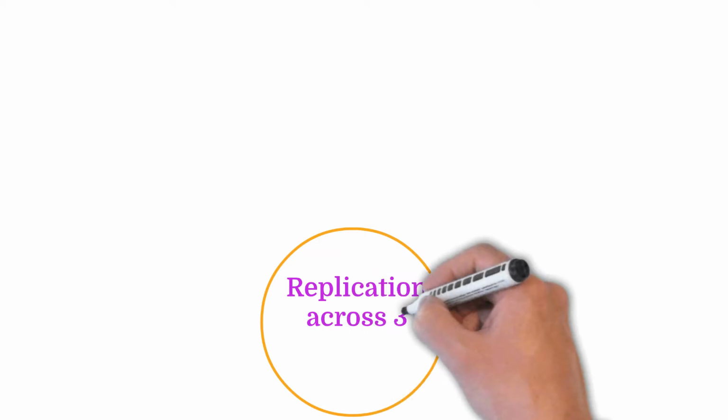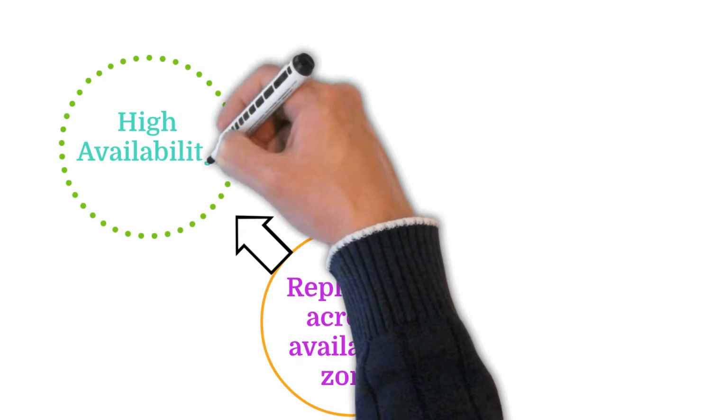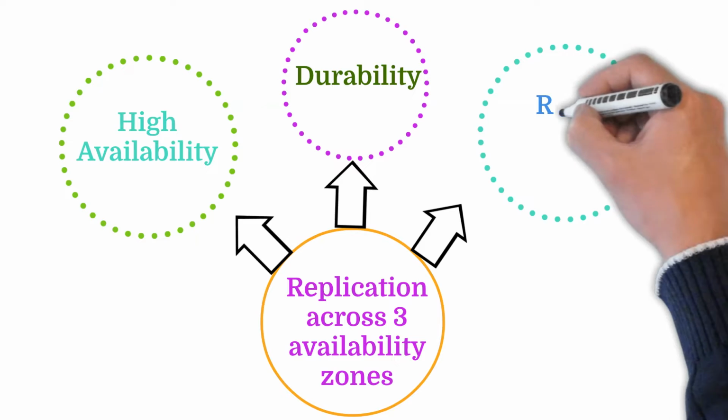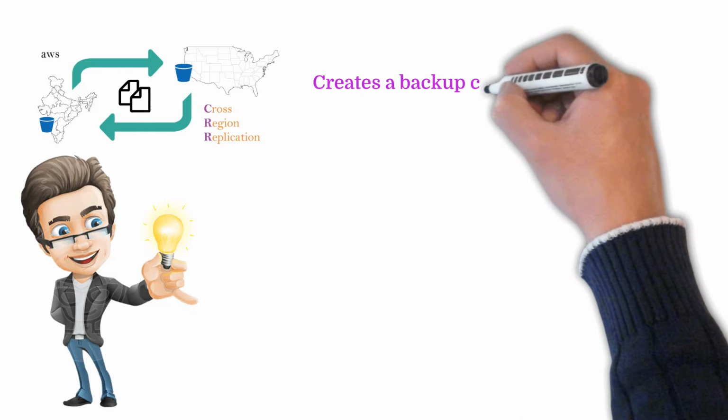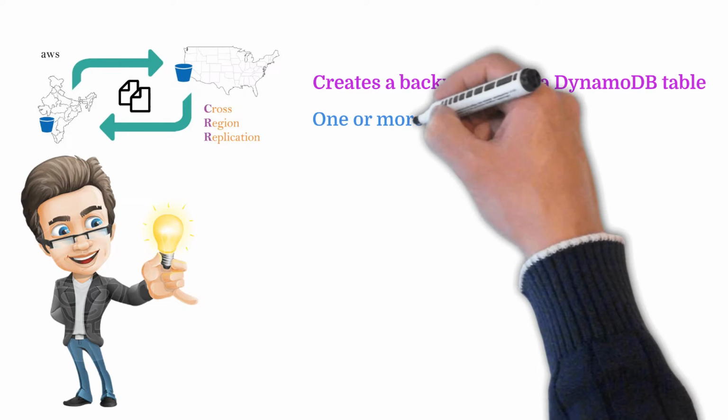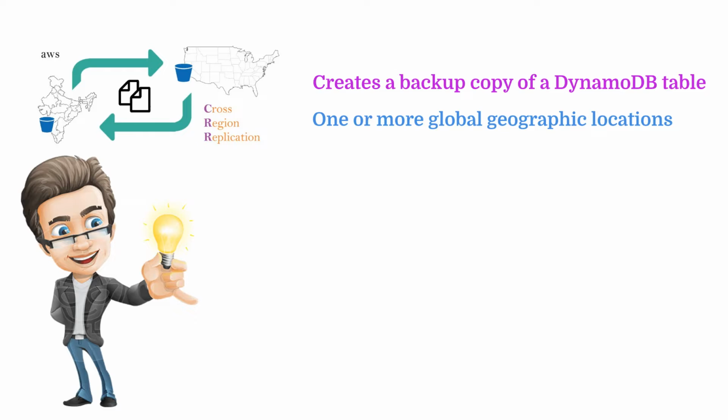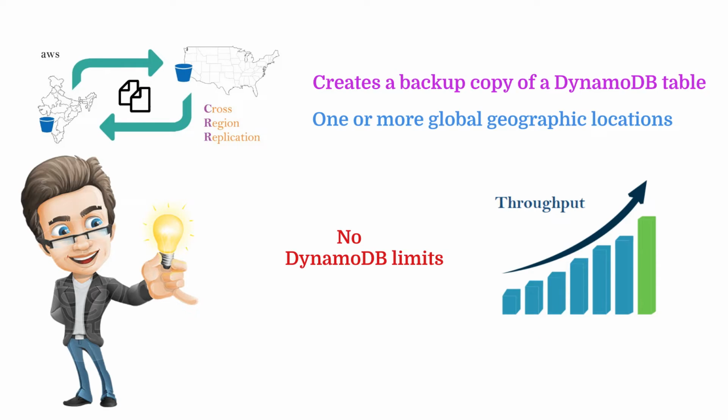DynamoDB enforces replication across 3 availability zones, for high availability, durability, and read consistency. A user can also opt for cross-region replication, which creates a backup copy of a DynamoDB table, in one or more global geographic locations. There are no DynamoDB limits on data storage per user, nor a maximum throughput per table.